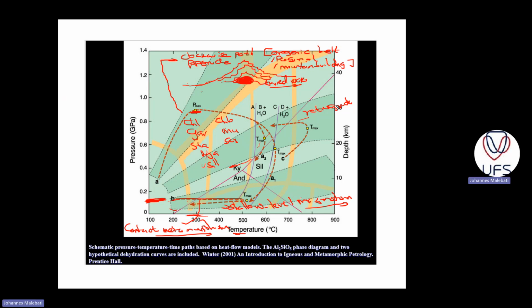If this is the intrusion, the rocks near these intrusions would be baked. Then the temperature of these rocks would rise quickly. But of course, the pressure does not change much. That's why this pressure is nearly constant, because the only thing having much effect is the temperature, not the pressure. That is path B.